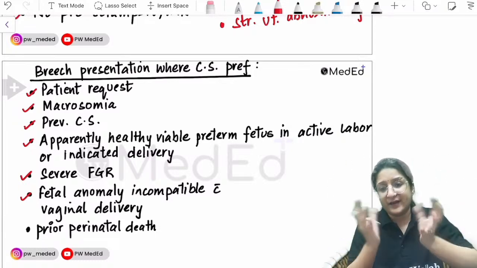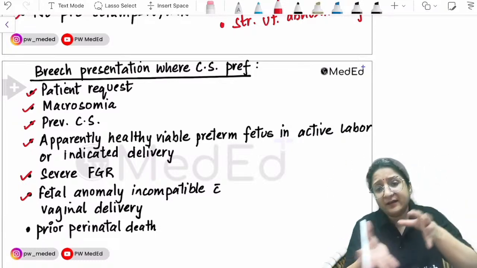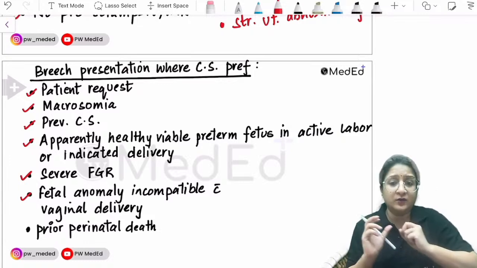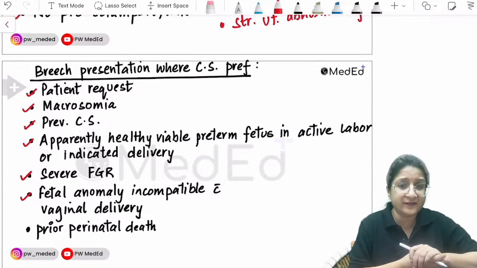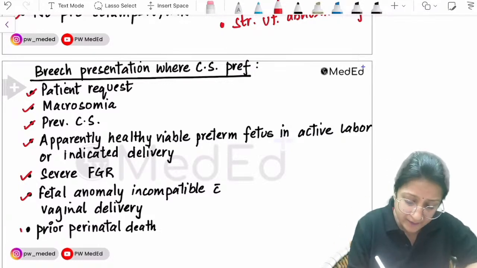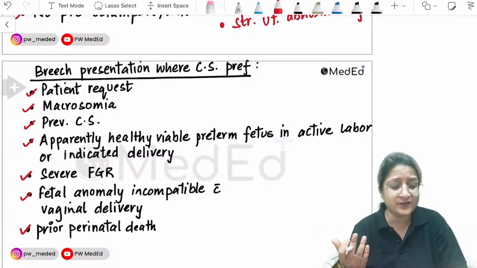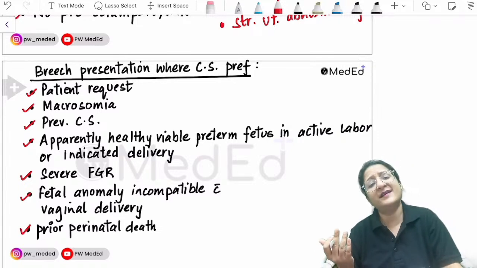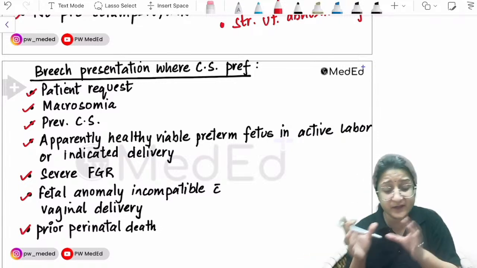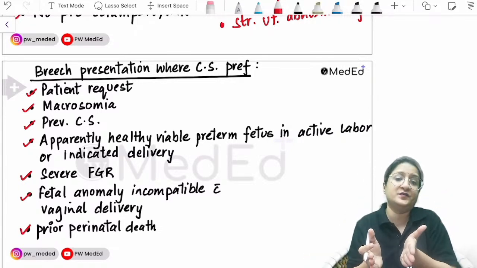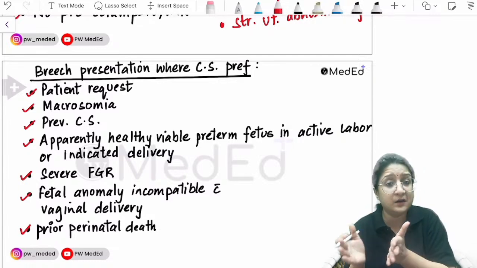There's a big hydrocephalus, okay? That means even the head will not come out. Then what is the point of going for an external cephalic version? And if there is a prior perinatal death or poor obstetric history. In those situations, cesarean is generally preferred, but these are not absolute indications for cesarean section. Keep that in mind, okay?